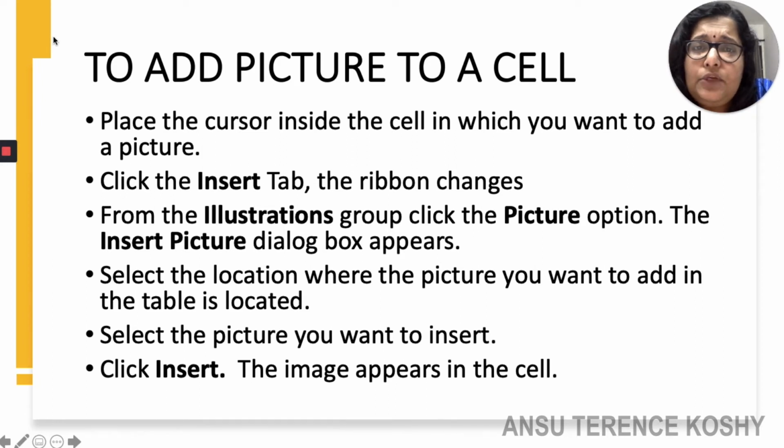Then the Insert Picture dialog box appears. In that, you have to first select the location where the picture you want is lying. You have to select it from that location. Then from the location, click on the picture that you want to insert. You have to select the picture that you want to insert and then click Insert. The image appears in the cell.